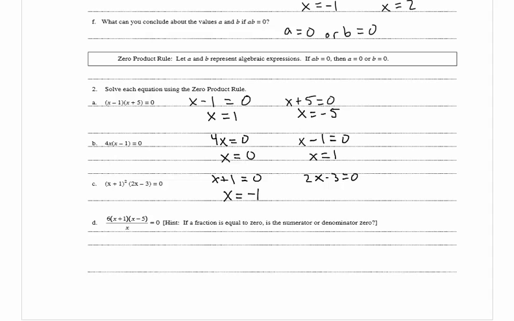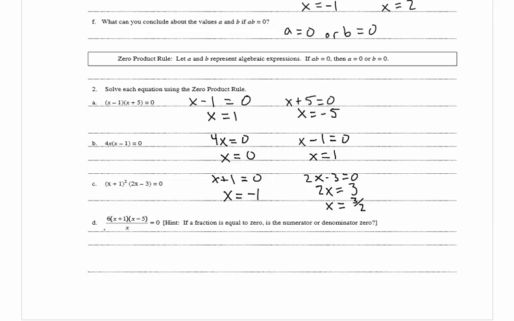And for the second equation, we're going to add 3 to both sides, gives us 2x is equal to 3, and then divide both sides by 2, and we get x is equal to 3 halves. So our equation is equal to 0 when x is equal to negative 1 or if x is equal to 3 halves.